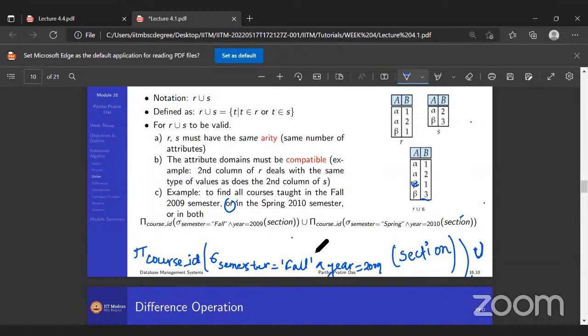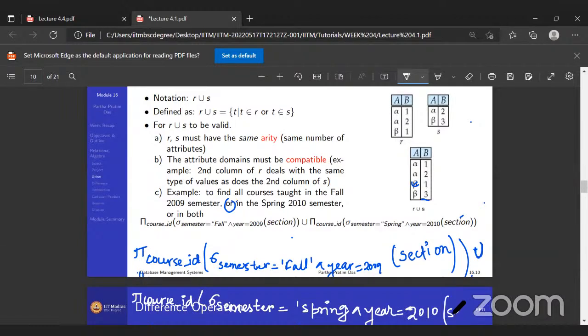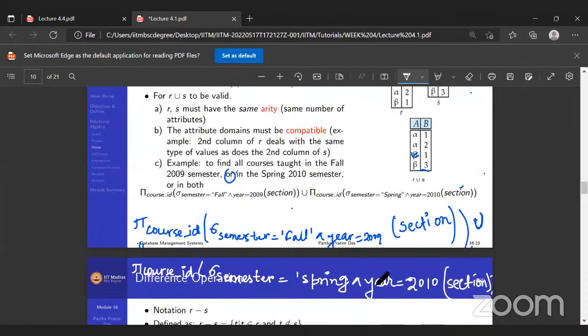Then the union operation, then a similar thing: pi course ID, sigma semester equal to spring and year equal to 2010. So this way we perform the union operation.